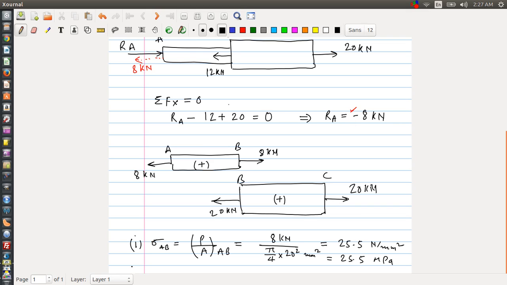Similarly for the section BC, the stress produced in section BC is going to be load upon area of section BC. When you plug in these numbers, it's going to be 28.3 megapascals.